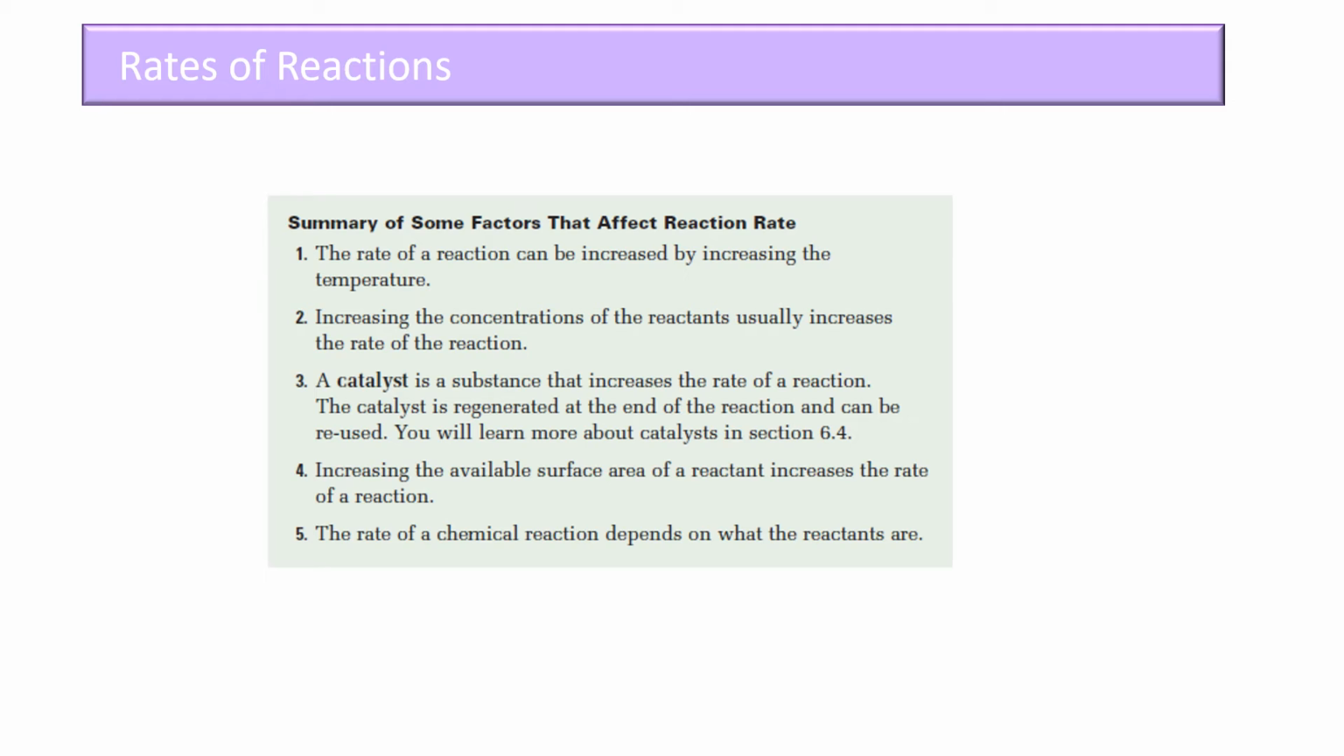So let's take a look then at some factors that affect reaction rate. Number one, the rate of reaction can be increased by increasing the temperature. Increasing the concentration of the reactant usually increases the rate of the reaction. A catalyst is a substance that increases the rate of a reaction. The catalyst is regenerated at the end of the reaction and can be used again. More on this coming up.